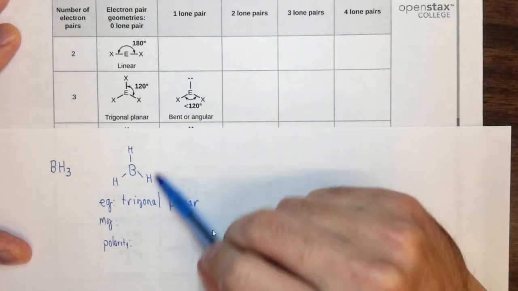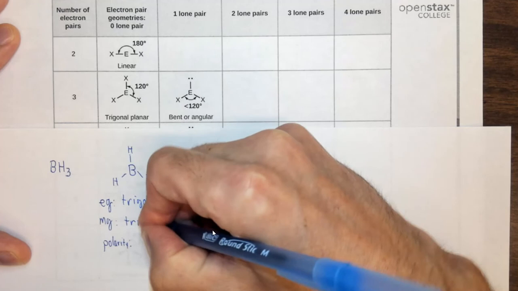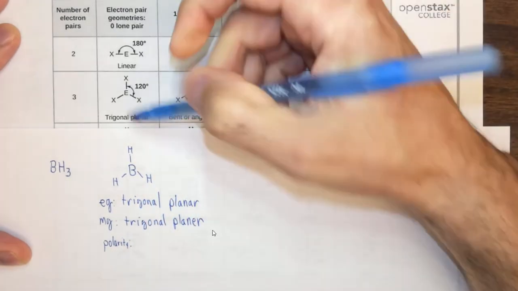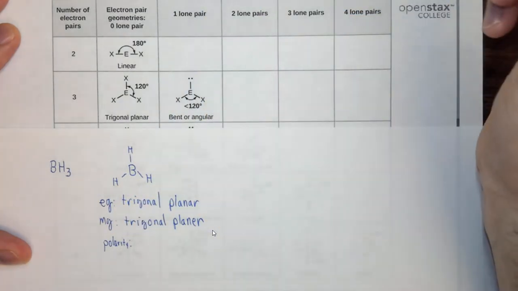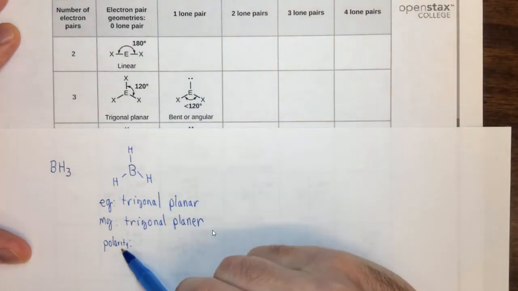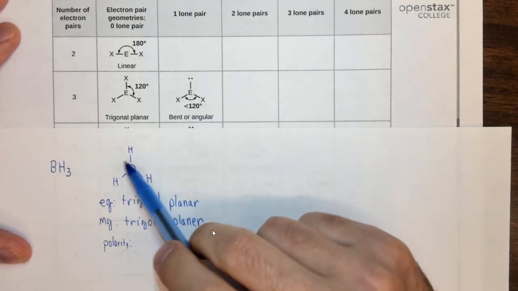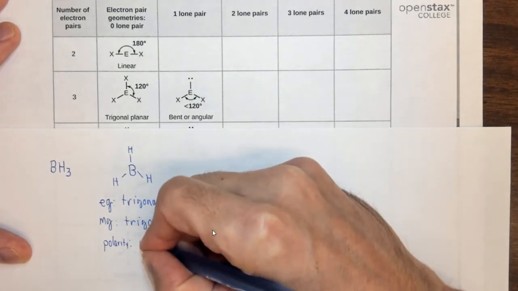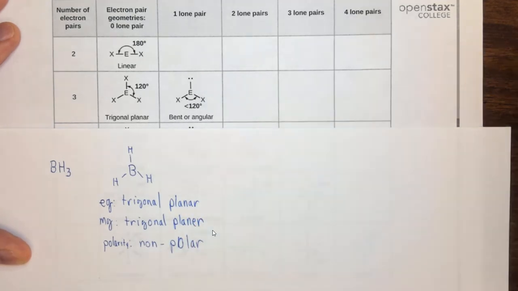Since none of these domains are lone pairs, the molecular geometry is also trigonal planar. So the molecular geometry and the electron geometry are the same when there's no lone pairs on the central atom. Polarity. What I'm looking for is, are all domains the same? Yes, all domains are hydrogen. If all the domains are the same, it's equal in opposite directions, and you end up with a nonpolar situation.